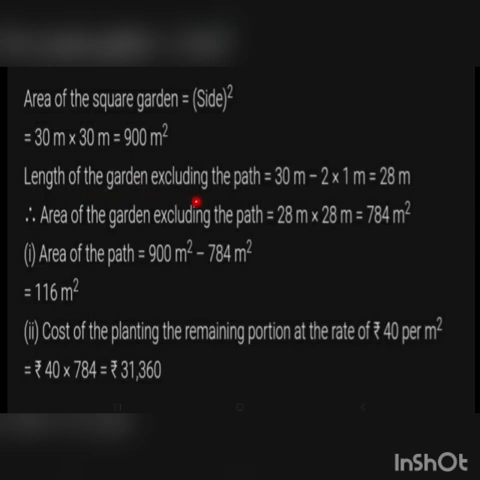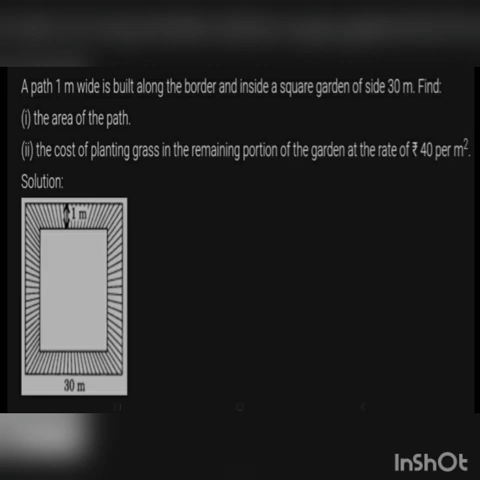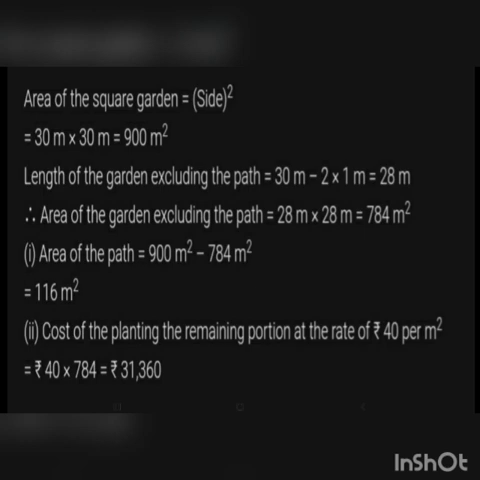Now length of the garden excluding the path. So this whole is 30 meter. Now what is the width? 1 meter is the width. So here you are subtracting 1 meter, here also subtracting 1 meter. So what will be the length? 30 minus 1 here, 1 here. That means 30 minus 2 is equal to 28. So without the path, if you measure the length, it will be 28 meter.